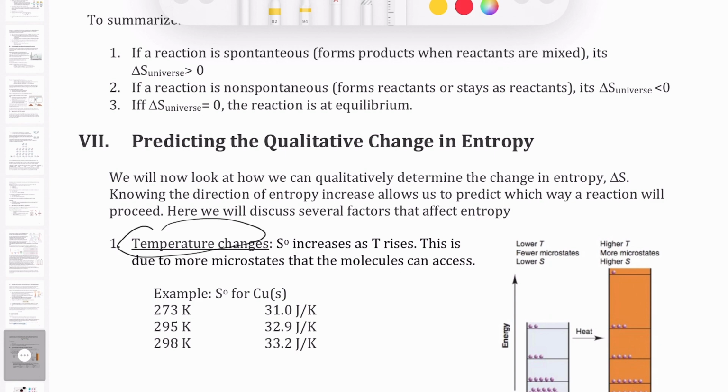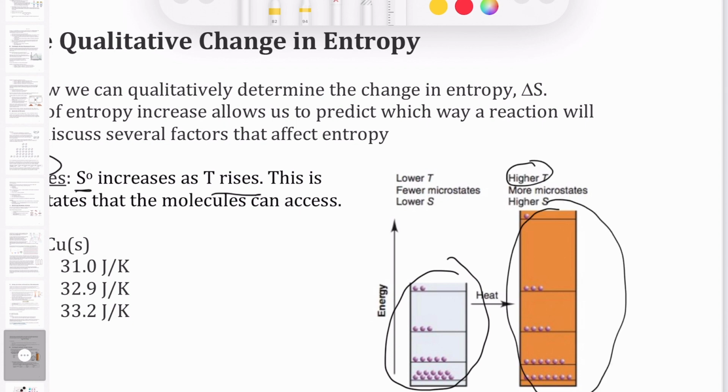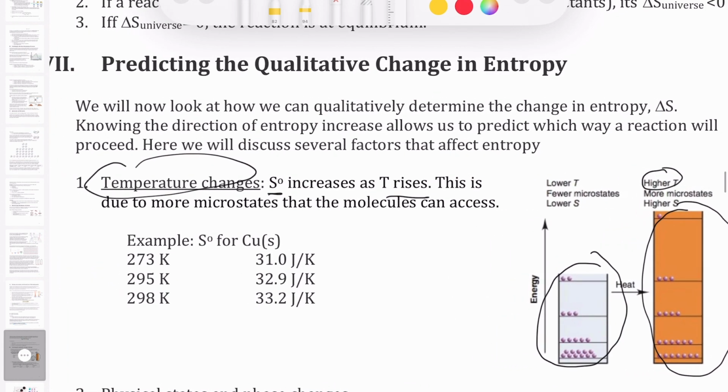The first one is temperature change. Entropy, we have seen, is going to increase as temperature increases, right? And so the idea here being that if you have lower temperature, basically the values of the energies is going to be more restricted. There's not going to be as many energy levels that are accessible to your particles. If you have a higher temperature, there's just going to be more energy levels that are accessible to the particles, and because there's more energy levels that are accessible, there's also more ways to distribute those particles, so thereby resulting in more microstates. If there's more microstates, that means it's going to be a higher entropy.